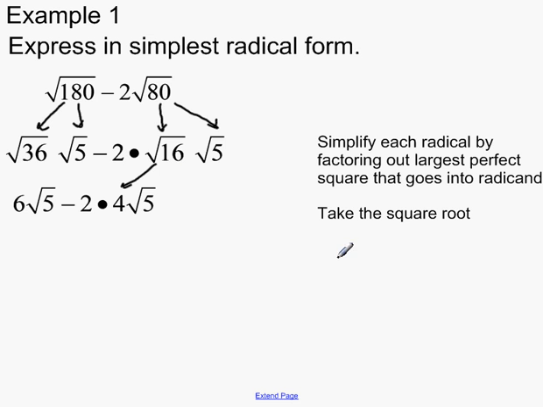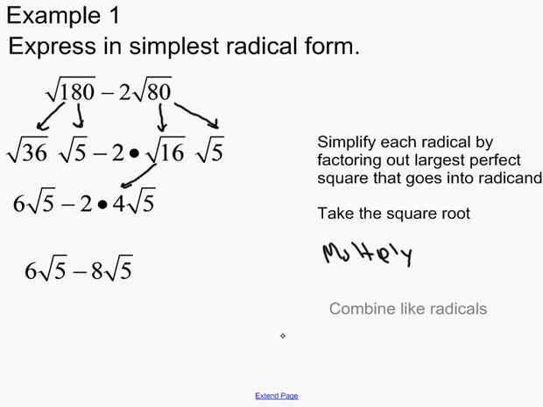Now we just have to multiply the 2 and the 4, and that's going to give us 8. So we got 6 radical 5 minus 8 radical 5. Combine the like radicals, we get negative 2 radical 5. That wasn't so bad, was it?